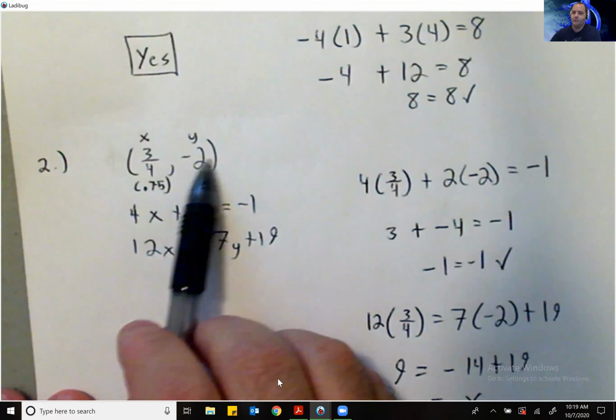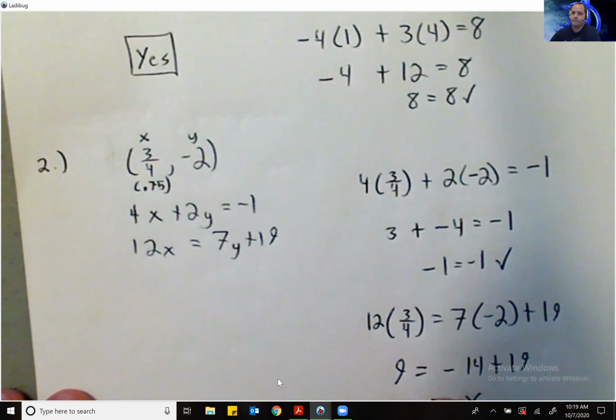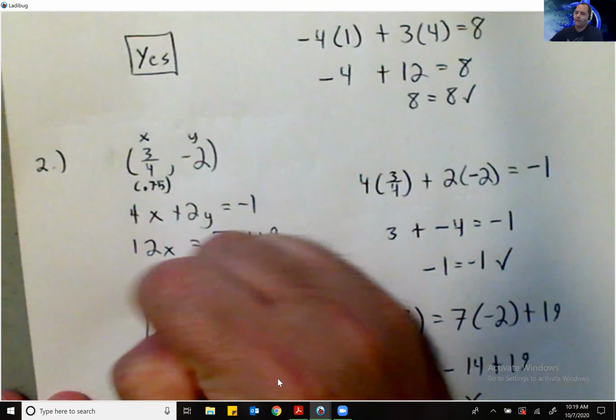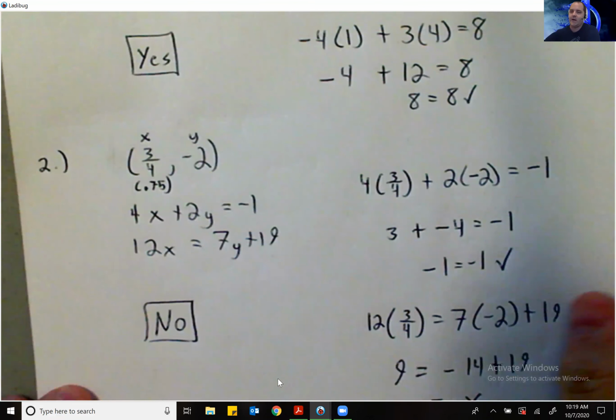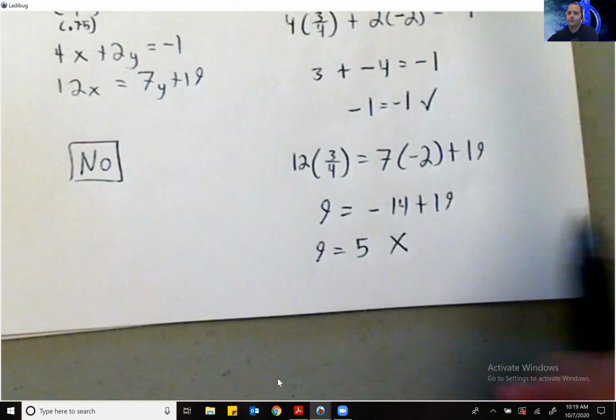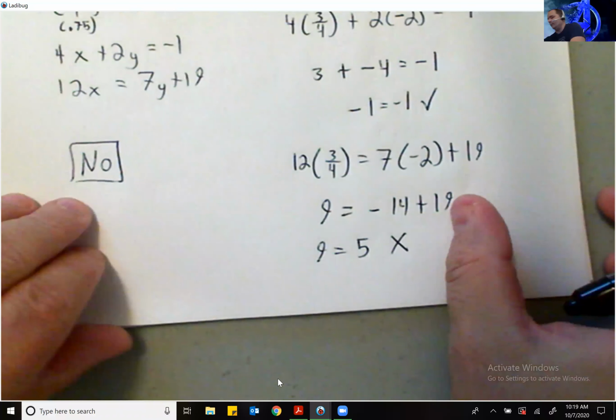So is 3/4, comma, -2 a solution? No, because when we broke it down, it did not work in the last one. Kiki's getting 9 tacos and Mr. Armstrong's getting 5. Unfair. There you go. There's number 2.